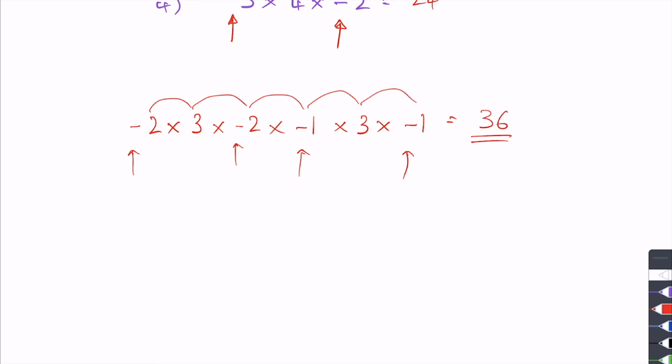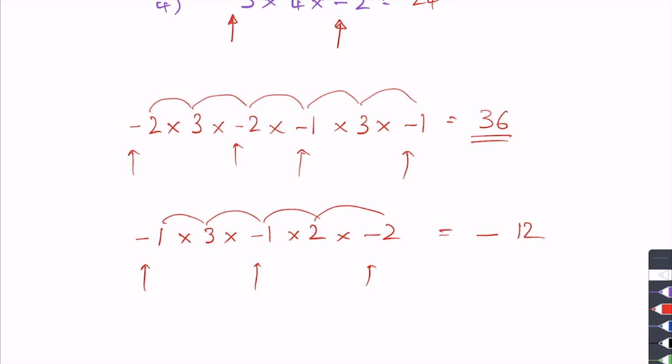And there's my answer. On the other hand, if I had something like minus 1 times 3 times minus 1 times 2 times minus 2, I count the negative signs. I have 1, 2, 3. It's an odd number. My answer is negative, so 1 times 3 is 3, 3 1s are 3, 3 2s are 6, 6 2s are 12.